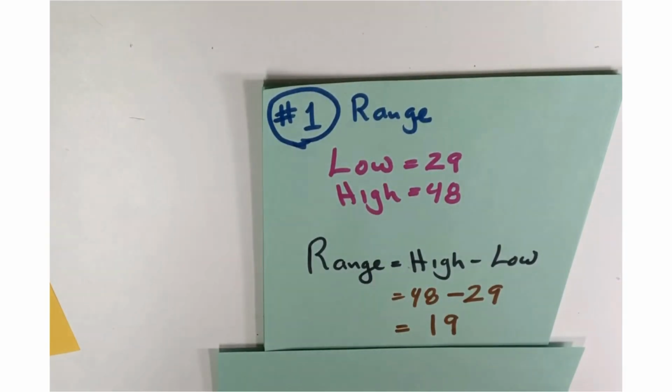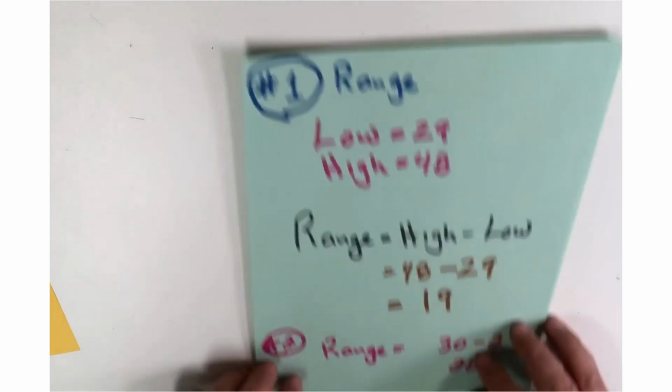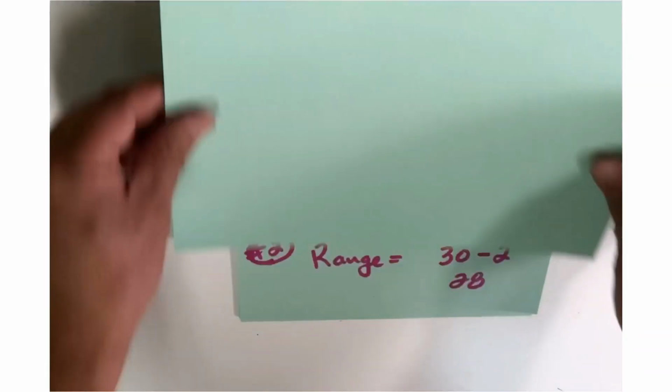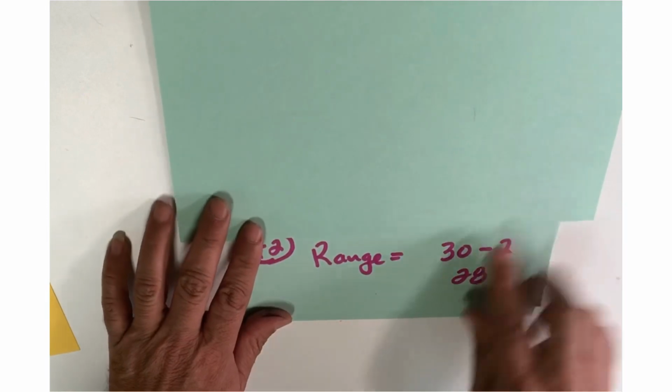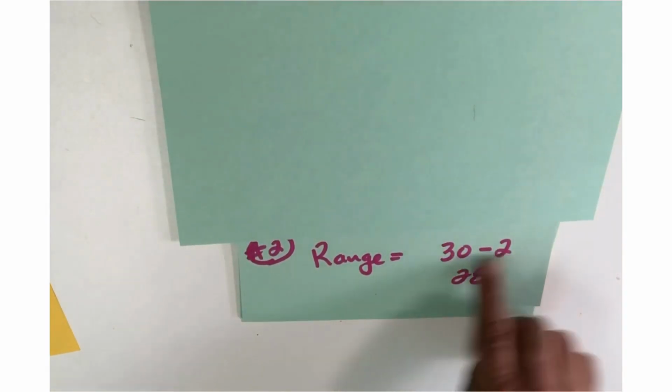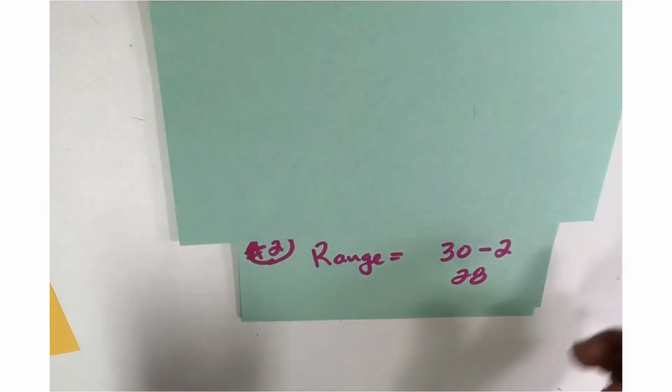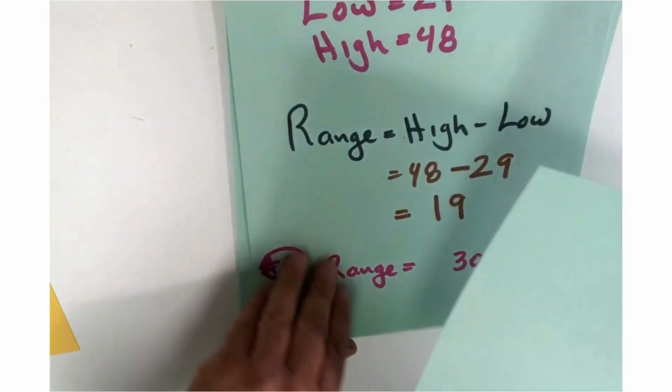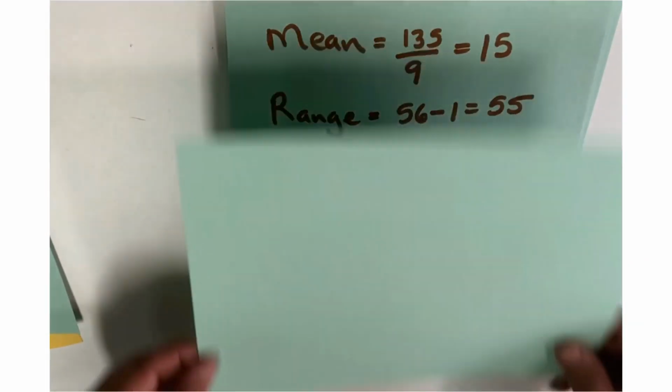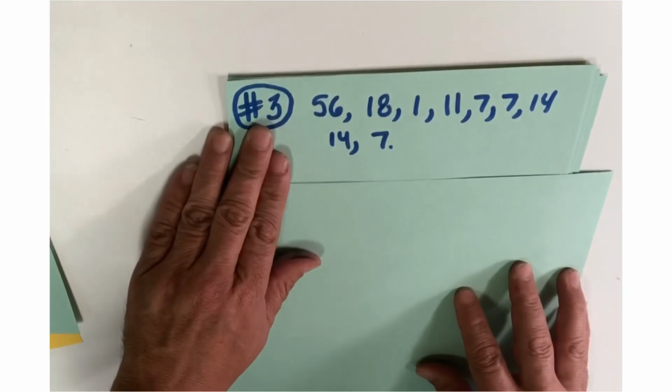So now that you know how to do the range, go ahead and try number 2. Take a look at number 2. You'll see there's a table right there for you. You'll see that the highest one is 30 and the lowest one is 2. Therefore, the range is 28. That takes care of numbers 1 and 2. Very well. Let's go take a look at number 3, right?